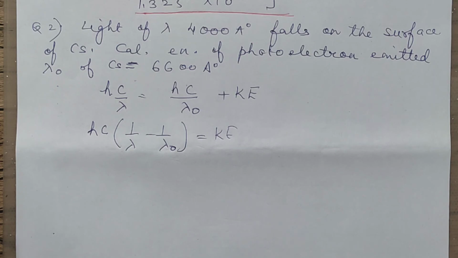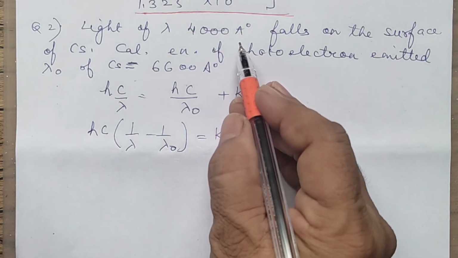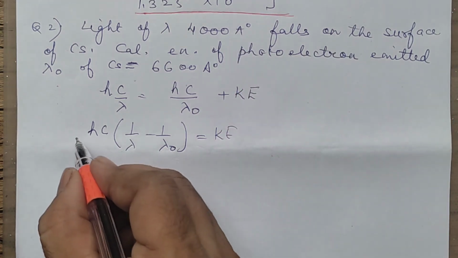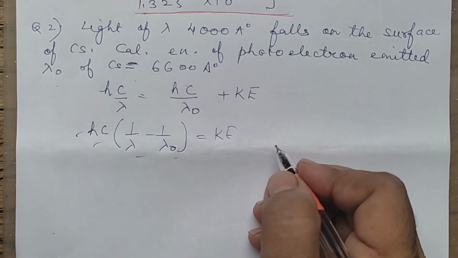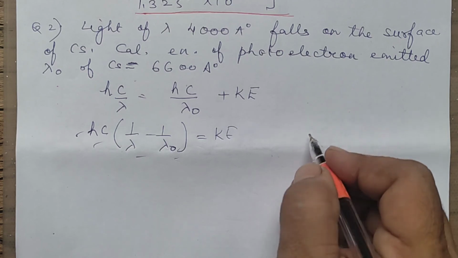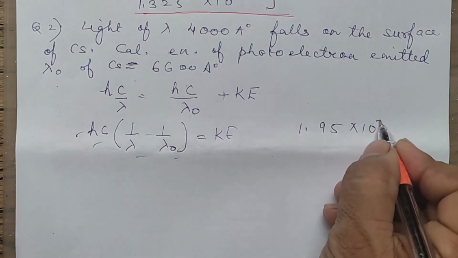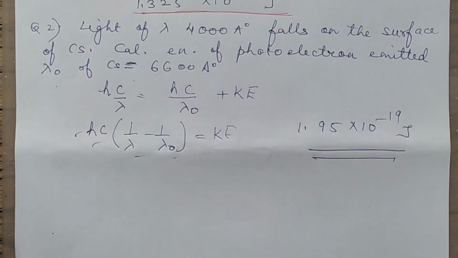You can just substitute the values because the wavelength is given to you. The only thing is you have to convert the wavelength into meters. So you can substitute all these values and get the kinetic energy. You can pause the video and calculate on your own. Okay, the answer comes out to be, just verify the answer, of the order of minus 19 joule. This is the answer for the energy. I hope you have followed the photoelectric effect concept properly. Practice it well. Thank you.